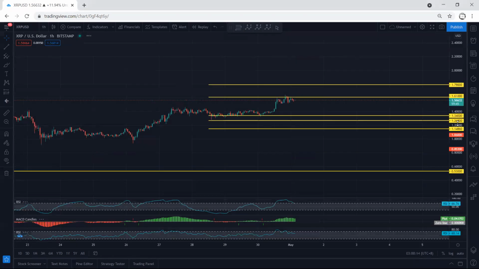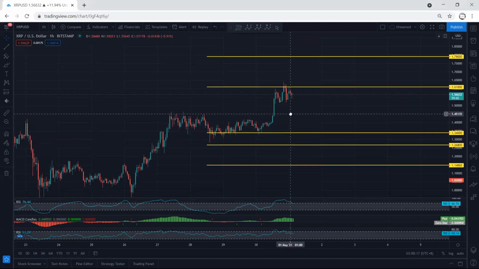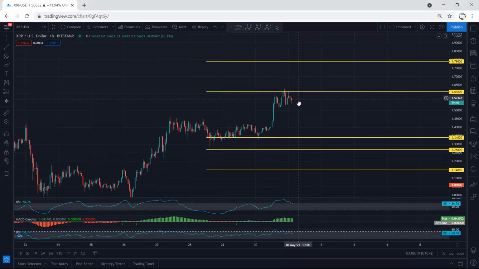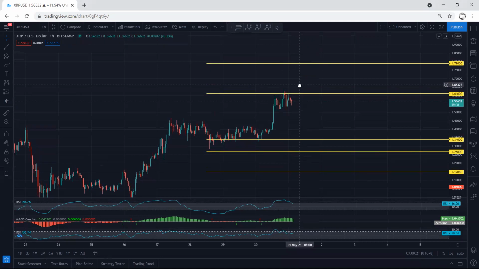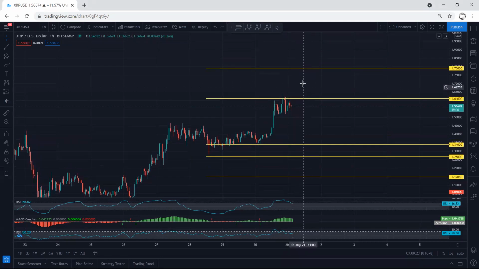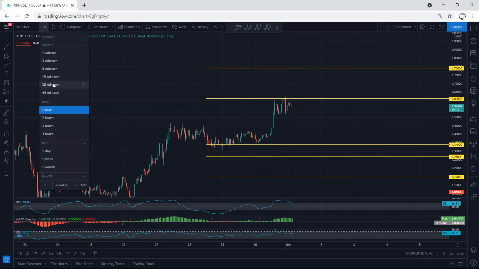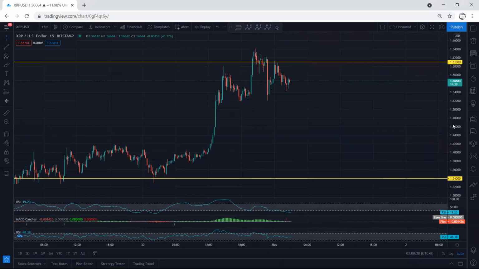If I move to the 1 hour chart, as I mentioned, right now we're looking at this correction. We want the price to break 1.61. If there is a continuation and we get any trade setup, the next target we're looking for is 1.79.